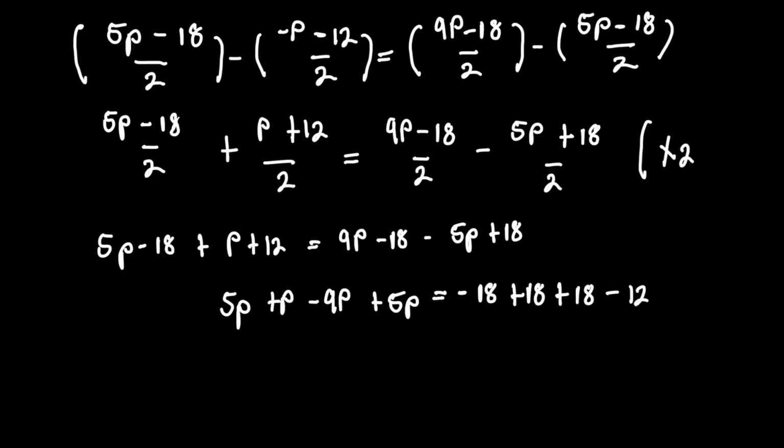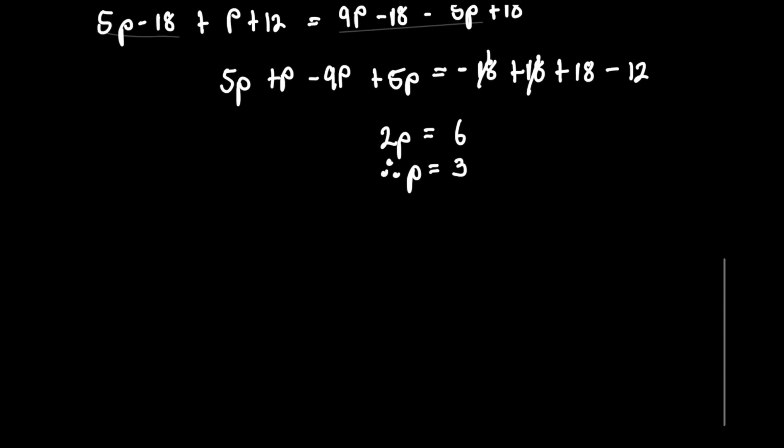So here we got a sum of 5p plus p, that's 6p, minus 9p, that's negative 3p, plus 5p, that's a positive 2p. 2p this side, and 18 minus 18, they cancel out. And it's just 18 minus 12, which is 6. 2p is therefore equals to 6, so p is 3. That was a nice and smooth question.